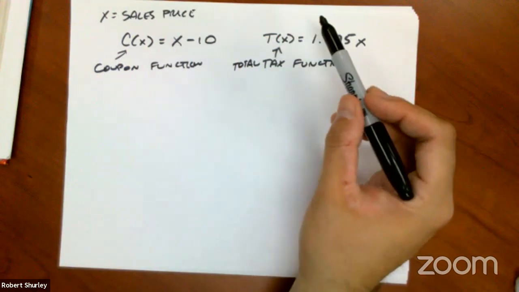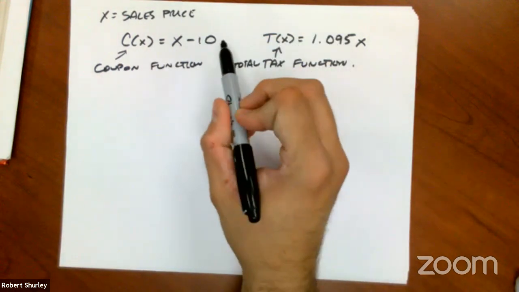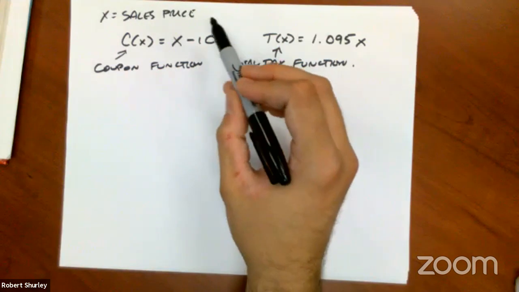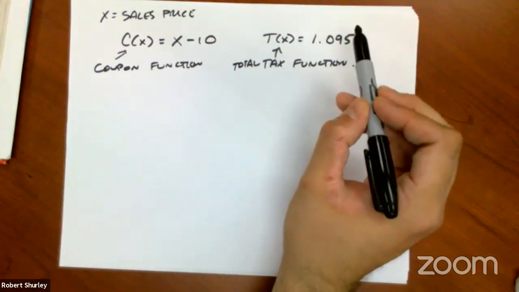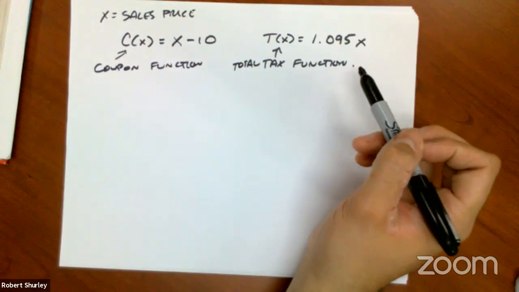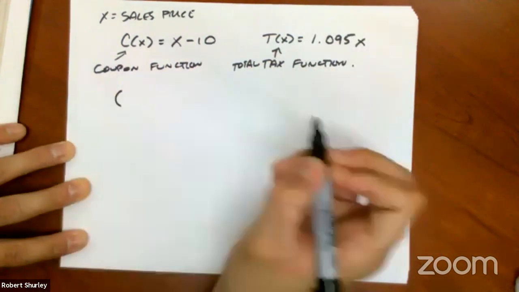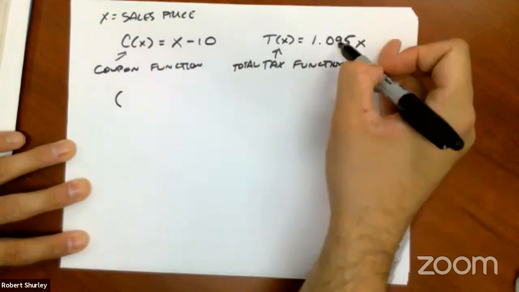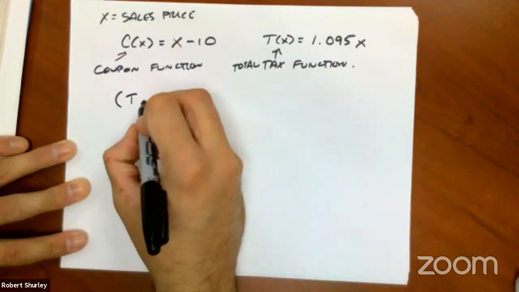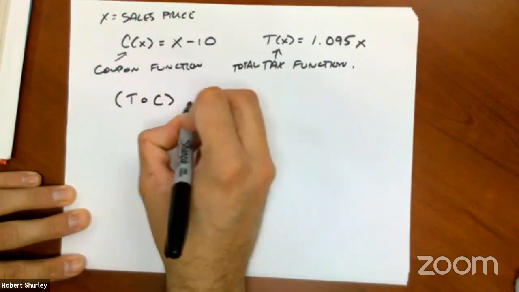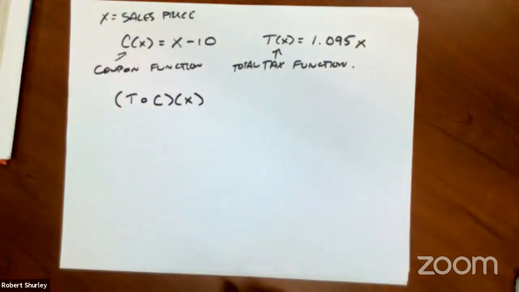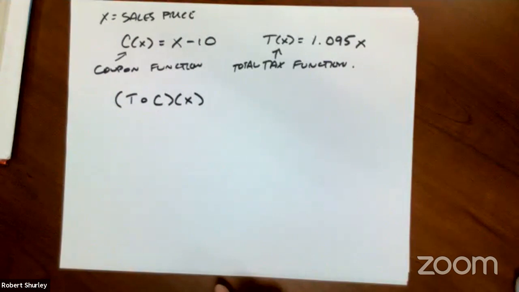So to write that, we have to think about this. First, I actually have to take the coupon value and then put it into the tax function. So to do that, I would write it this way. Now remember, coupon is going into tax. So tax actually is written first, but in a way it is second, right? So it's T composed of C of X. It's T composed of C of X.